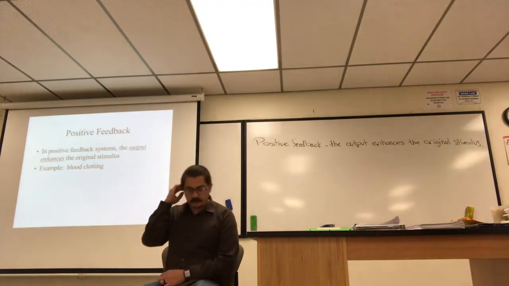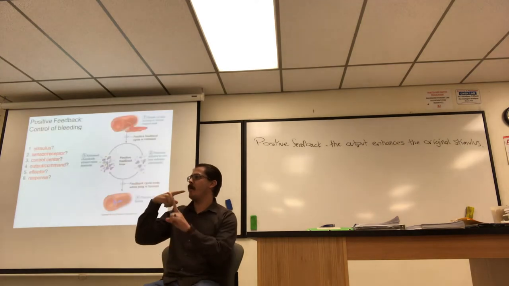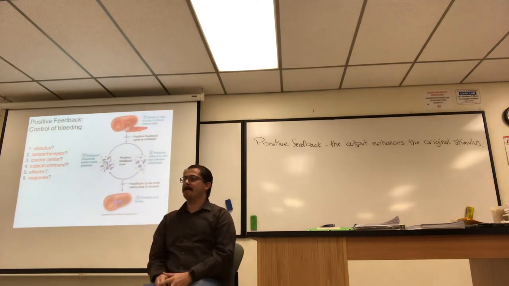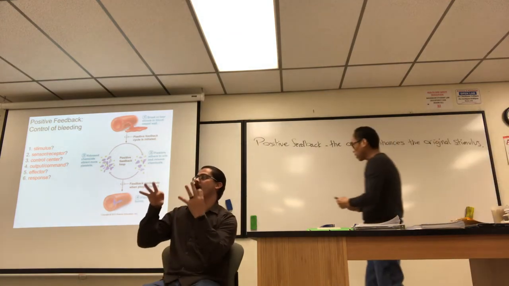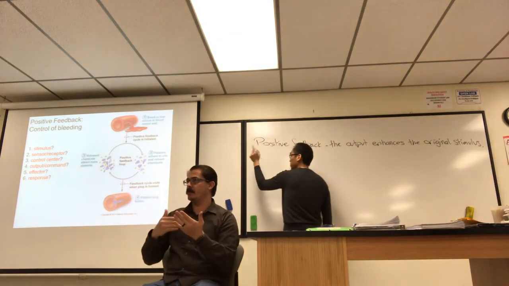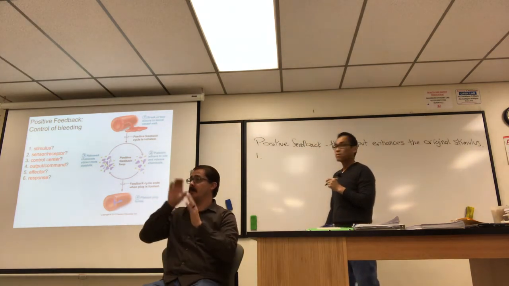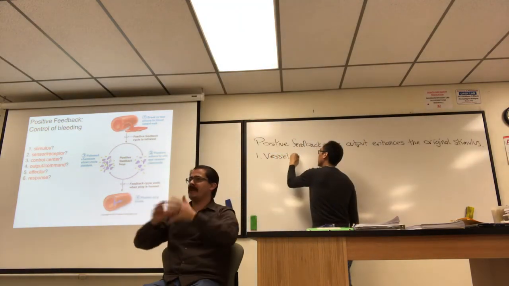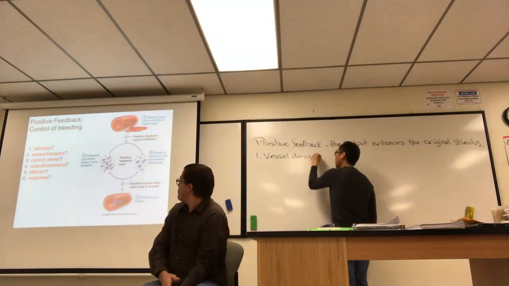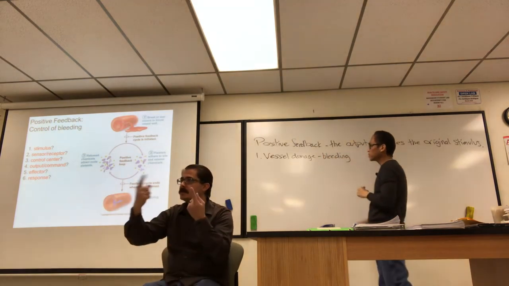Blood clotting is pretty much the only one I teach as an example of positive feedback here. You don't see too many examples of it, but it's a good one. Okay, let's go through the steps. Step one, what's the stimulus? Well, look at the picture there. I see a damaged blood vessel. Vessel damage. Bleeding. Okay, that's the stimulus.